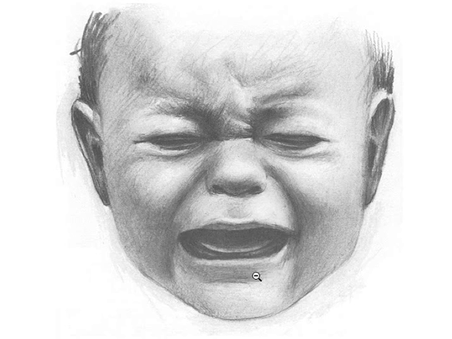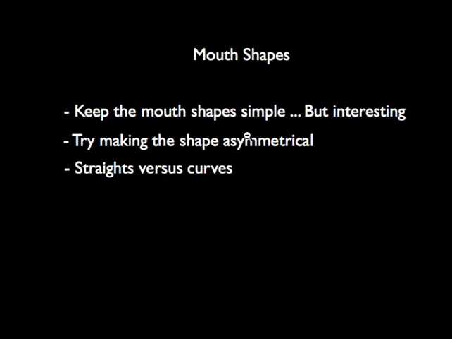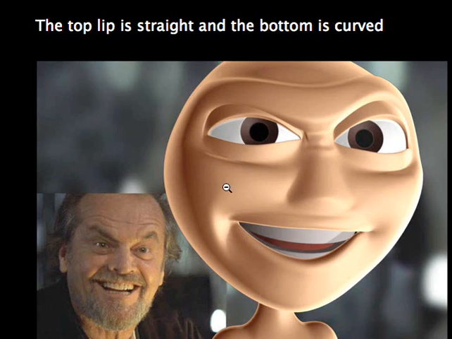And especially down the bottom here, it's kind of hanging. We've got this nice straight, what I call straights and curves. So we've got a curve down here, but this is relatively straight. Anyway, we've got to keep the mouth shape simple but interesting. So you try to make the shapes asymmetrical, and we're thinking of straights versus curves. So simplifying it, and not that you might not be able to have this sort of control, but this is something that we think about. Simplifying our shapes, so a straight and a curve.